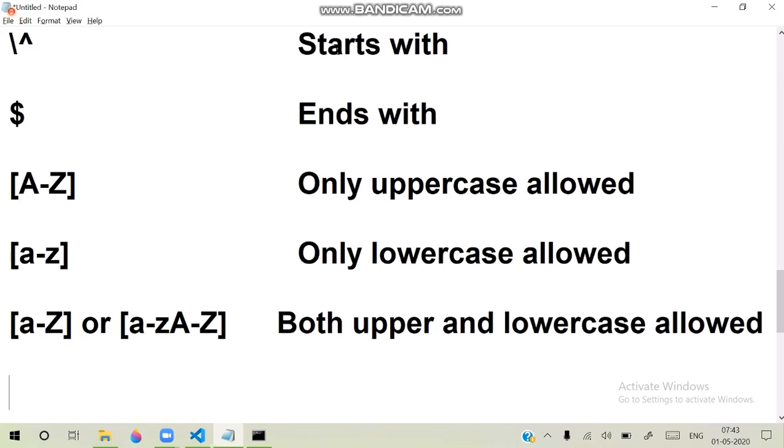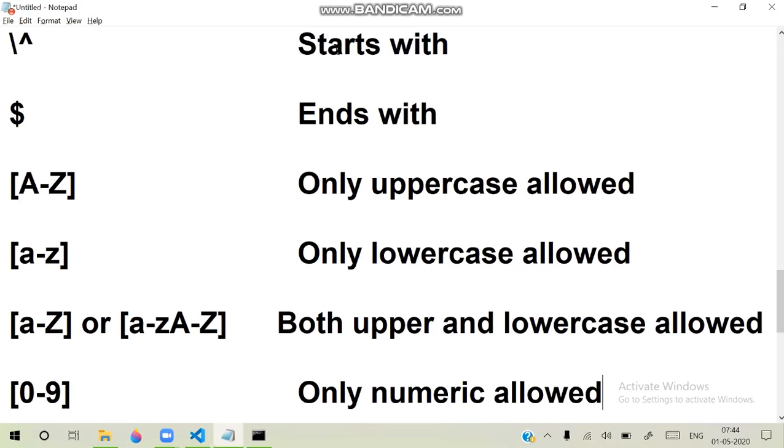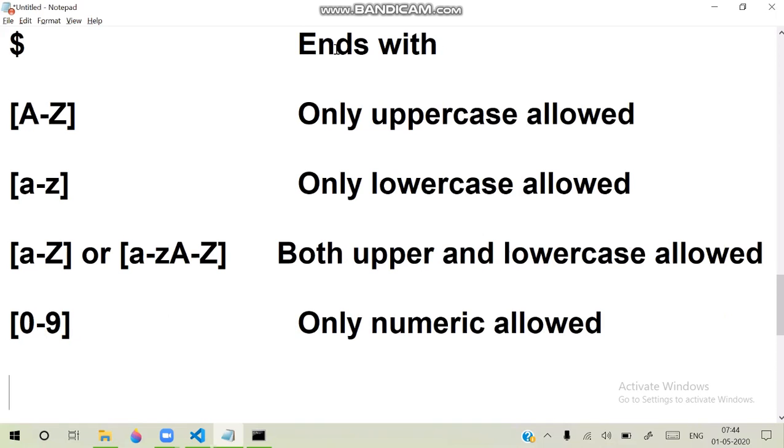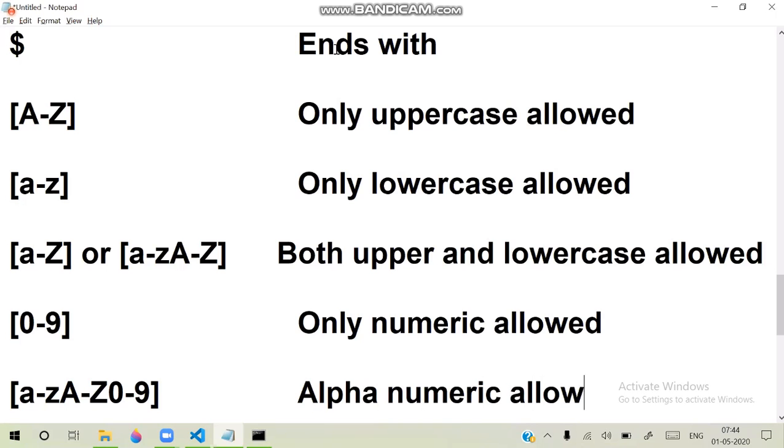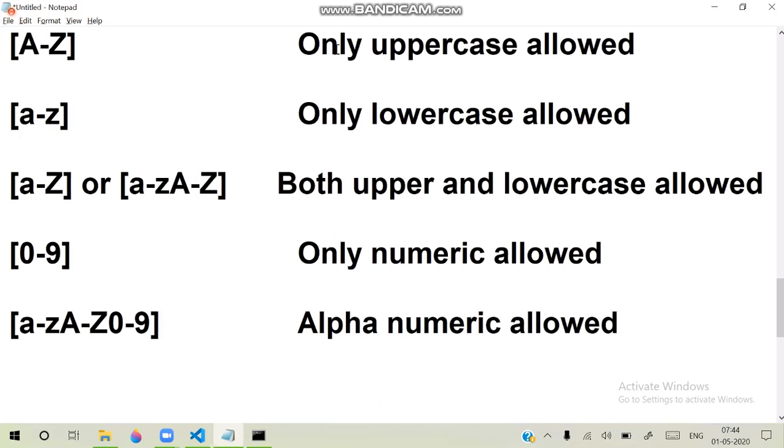So if we define 0 hyphen 9, this also means only numeric allowed. Nothing else other than numbers is allowed. If I write A hyphen Z, a hyphen z, 0 hyphen 9, that indicates alphanumeric allowed. That means lowercase alphabet, uppercase alphabet, and numbers are allowed.